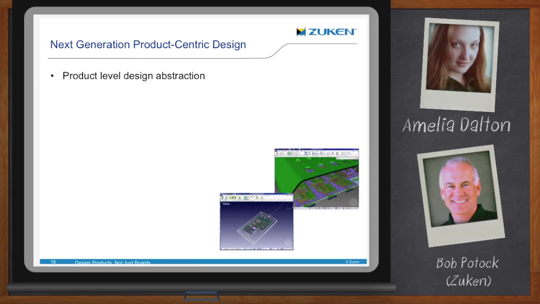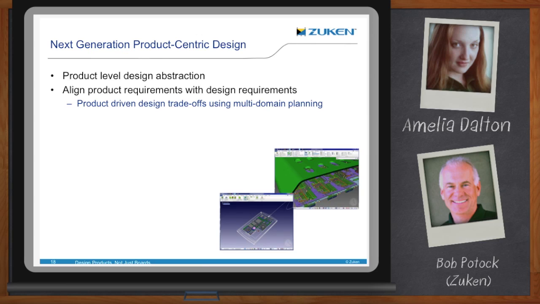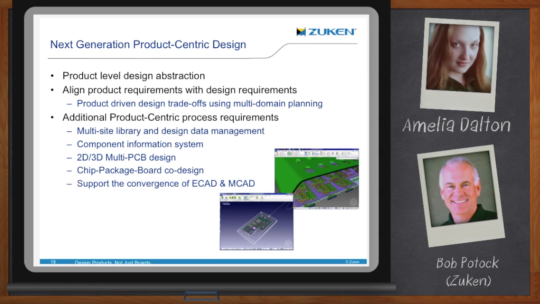The next step is to align product requirements with design requirements, and that should be very easy in a product-centric design environment. And it sounds obvious, but in a PCB-centric design environment, that's a very challenging task. Because we're dealing with multiple domains, and as we've talked about earlier in the presentation, you have to make trade-offs, and you have to hit targets that are based on products. Now, given that, there still are some product-centric requirements that go beyond just the planning phase.